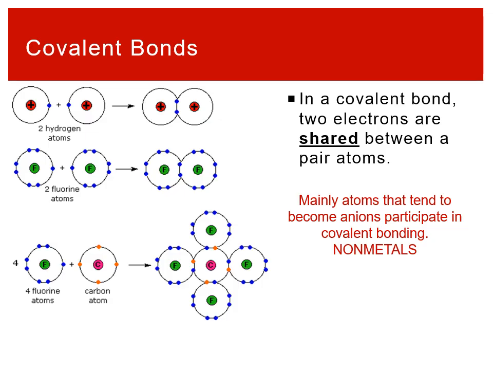And so these are going to be all non-metals that form covalent bonds. This is a property of non-metals, right? Metals only form cations. Non-metals are the only things that participate in covalent bonds.